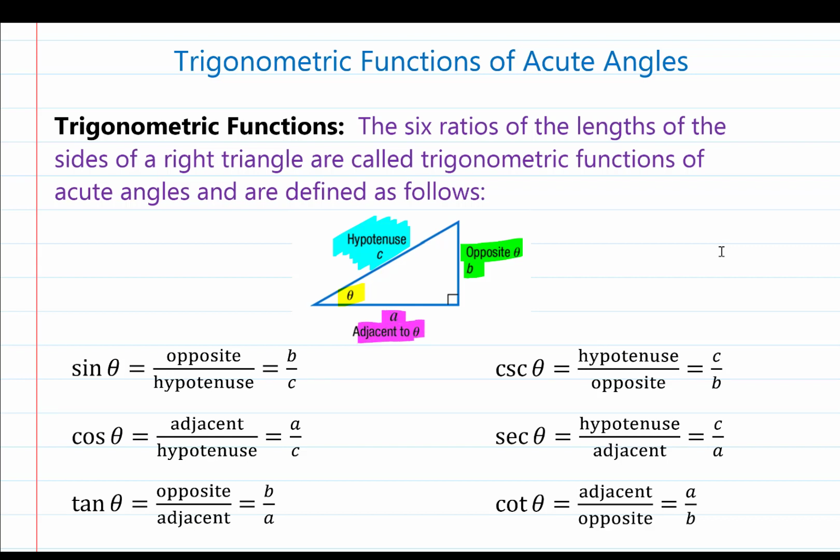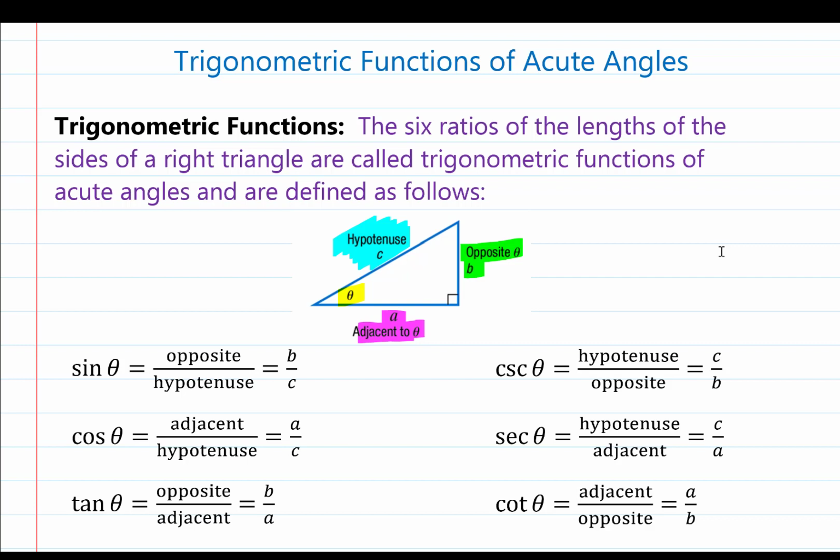Now the 6 trigonometric functions. The sine evaluated for angle theta is equal to the opposite side over the hypotenuse, which is equal to the ratio of b over c. The cosine evaluated at angle theta is equal to the adjacent side over the hypotenuse, which is equal to the ratio of a over c.